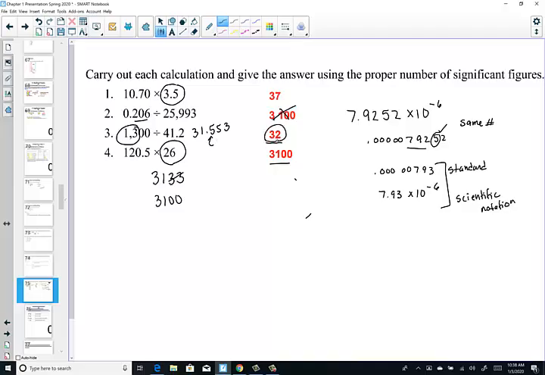I talked about B. 10.7 times 3.5. Your calculator said 37.45. Only 2 sig figs. This number 4 will be the first that we drop, so therefore no rounding took place. How'd you do? A couple more practices and I'm sure you'll have it.